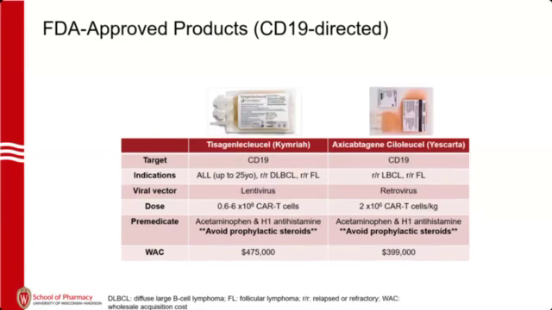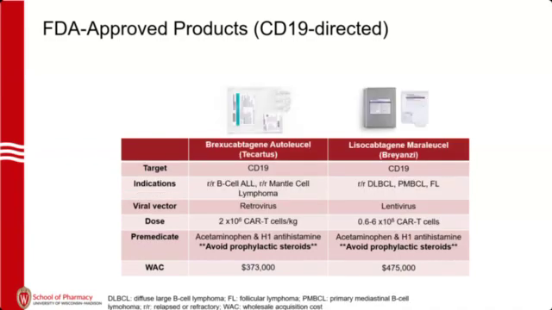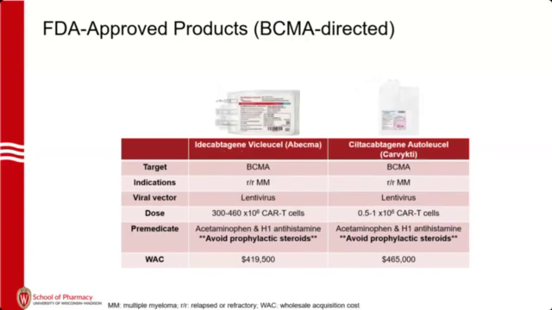The first two are tisagenlecleucel, or Kymriah, and axicabtagene ciloleucel. Brexucabtagene autoleucel, or Tecartus, has mantle cell lymphoma approval, and lisocabtagene maraleucel has the primary mediastinal B-cell lymphoma approval as its FDA-labeled indications.